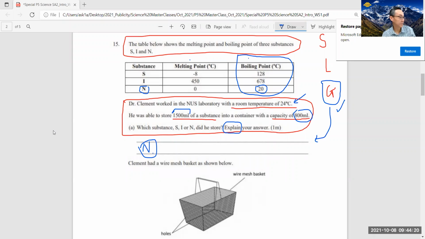Substance N at 24 degrees Celsius, N would exist as a gas because it boils at 20 degrees Celsius. As a gas, it does not have a definite volume. Hence, 1,500 milliliters of it can be compressed into the 800 milliliter container. Okay, thank you very much.